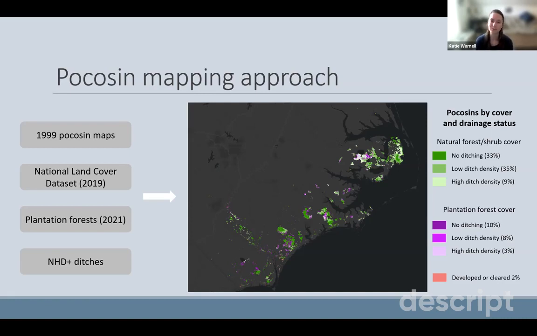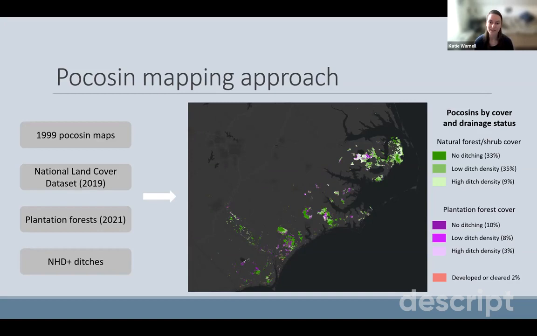So overall, we found that more than 75% of pocosins have natural forest or shrub cover. So they're not plantation forests and not cleared. So that is good news. However, slightly more than half of pocosins have some ditching. So there's a lot of potential out there for restoration.